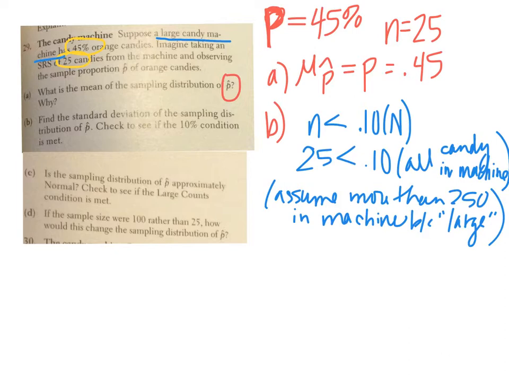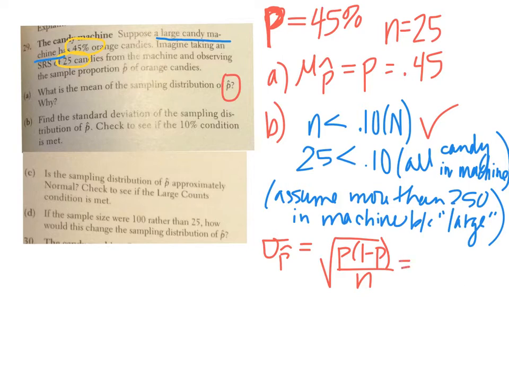Okay, so that's a classic approach: if you don't have the actual population size to put in there, just say all the candy in the machine. So since this is met, that means I'm allowed to use the formula for standard deviation, which again, is on your formula sheet. I would encourage you not to memorize this. That's just going to take up your brain space.